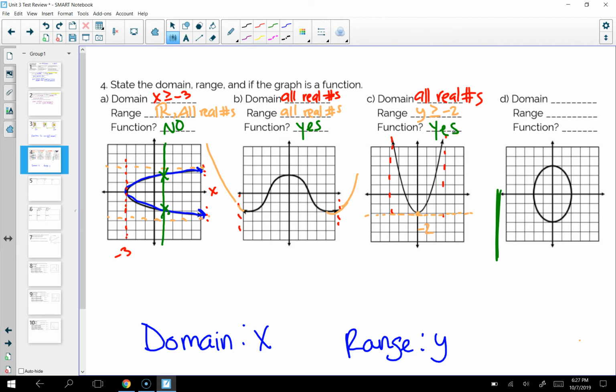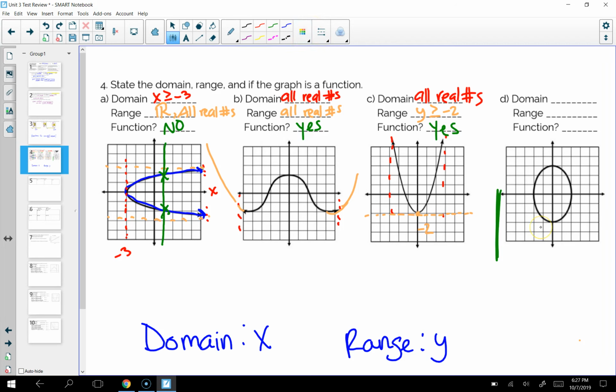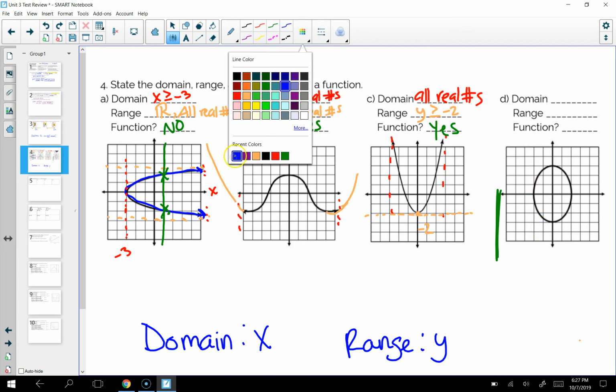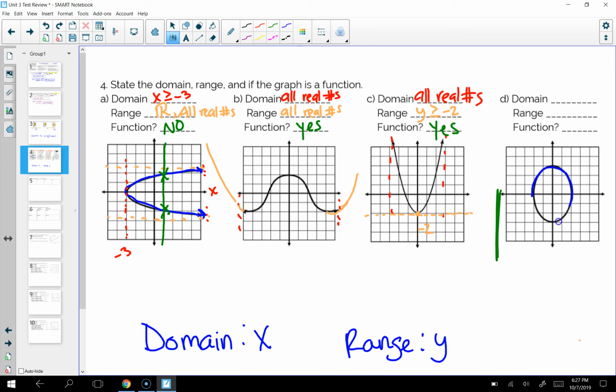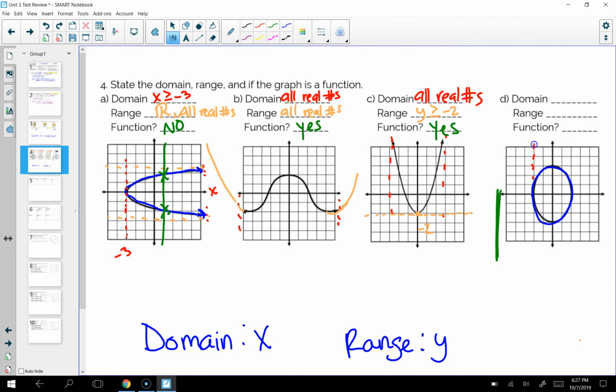Alright, last one. This is an oval shape. My domain. Alright, so there are no arrows, so there has to be a restriction of what x's and y's actually exist on the oval itself, okay? Not every x is on here. The only x's on this graph are between this x and this x. So what is that? That looks like what? -2 and +2? So your domain is in between -2 and +2, like that.